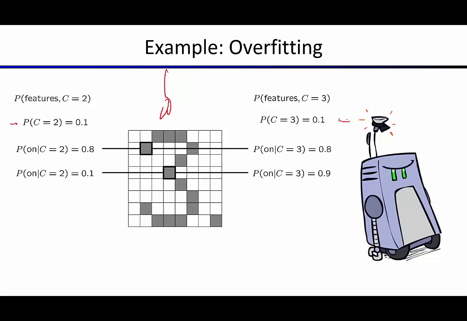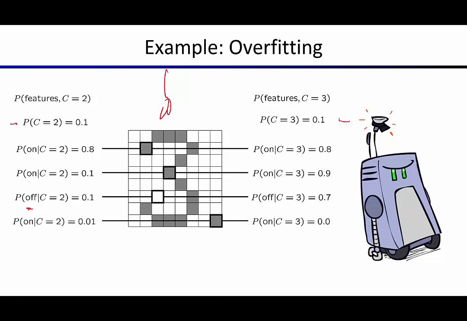Next one actually favors 3 by a ratio of 9 in favor of 3. So now we're edging towards 3. This one favors also 3 because a 2 would not so often have, a 2 would have this filled in, but we're looking at the probability of off. And so this favors 3 again.